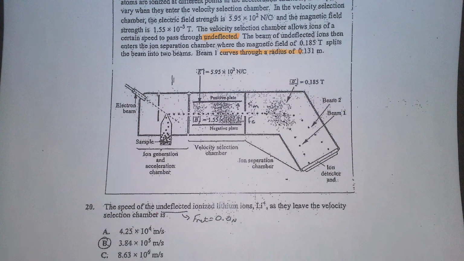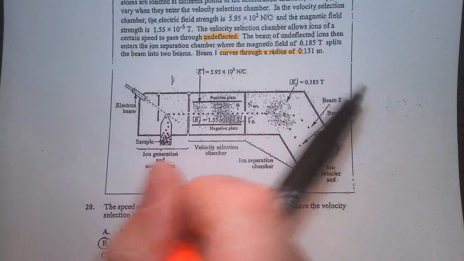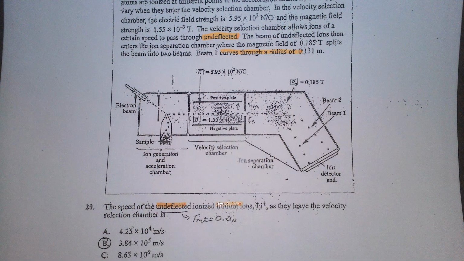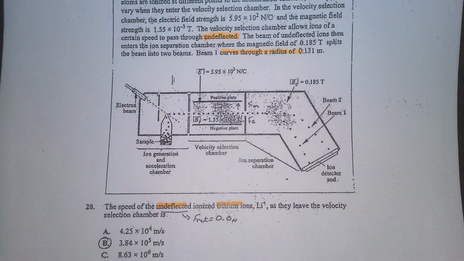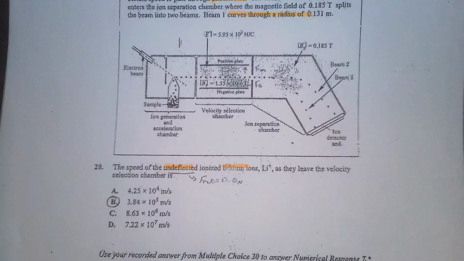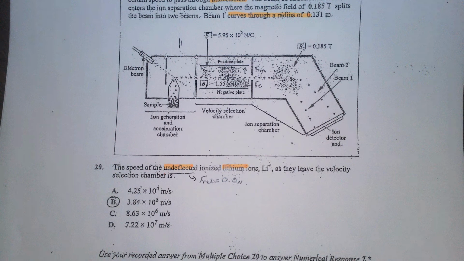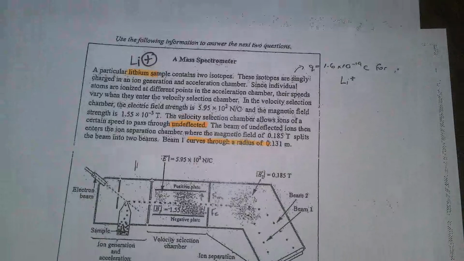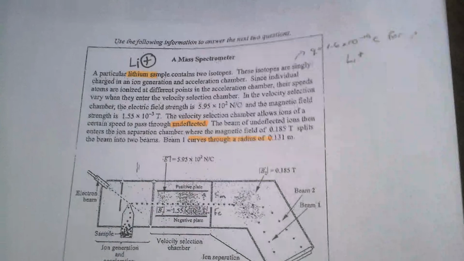The speed of the undeflected ionized lithium ion, which has a 1 plus charge, as they leave the velocity chamber is, the answer is going to be B, but this is how we're going to get to it. We're going to do this big fun math. On this next sheet, you should have a blank page. So this is the question. Don't go too far away from it.